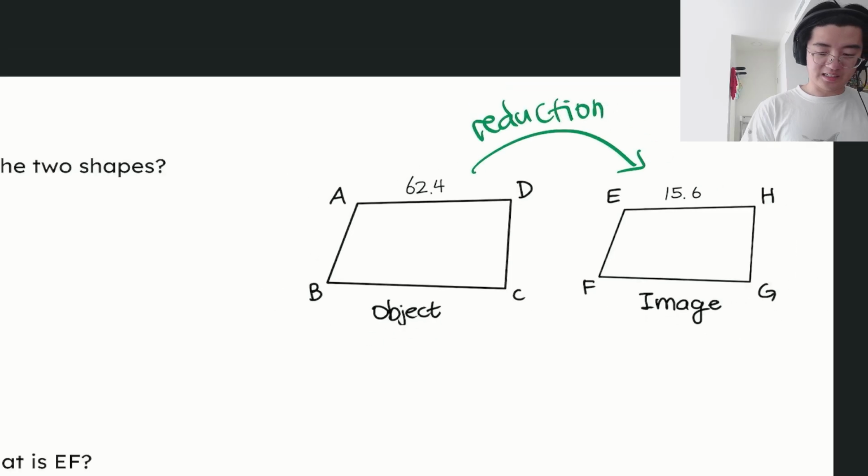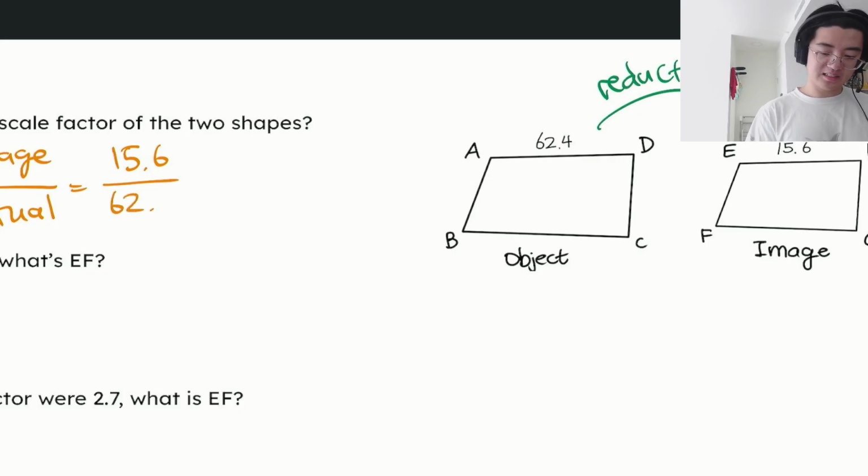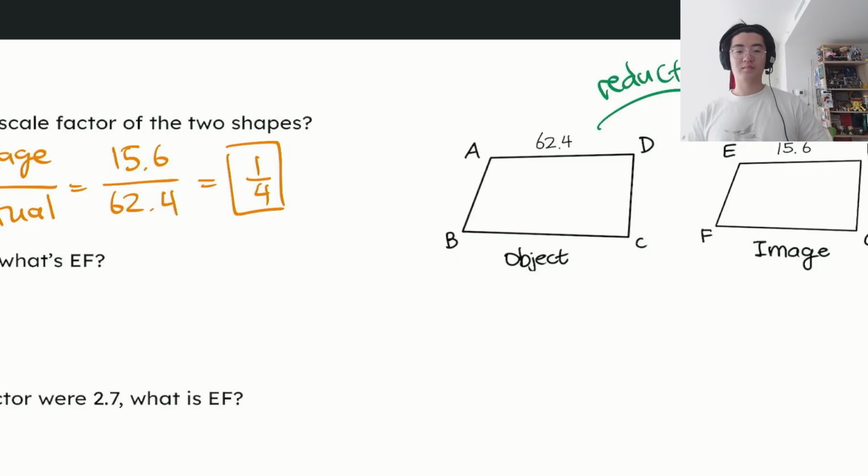And we can see there that the original is 15.6. We divide that over the actual, oh sorry, not the original, the image is 15.6. Divide that by the original, which is 62.4. We got 1 over 4. Right, and that's it.